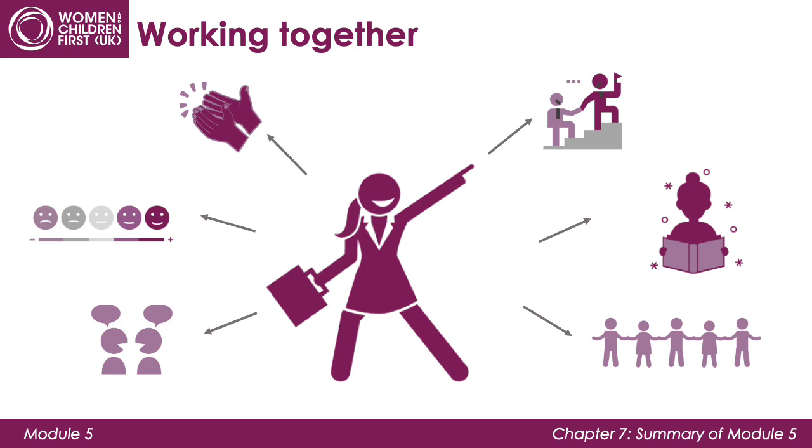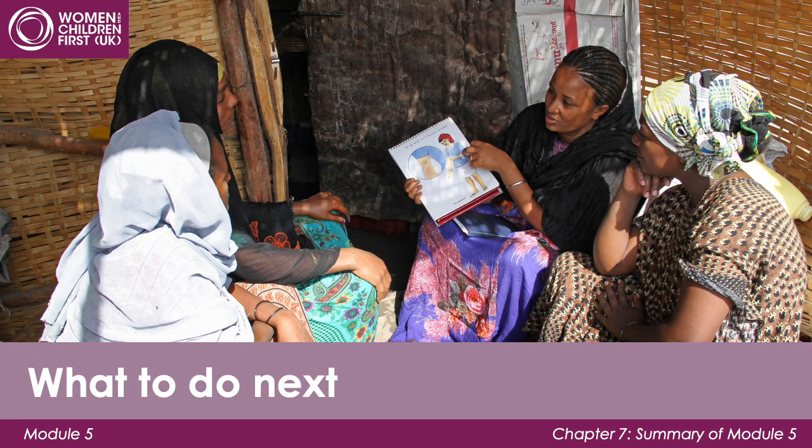To help them realise this, we looked at what principles and methods managers can employ. We listed these as getting to know their supervisors, giving honest feedback, acknowledging success, providing mentorship, sharing knowledge and experiences, and working together with the PLA-MNH group community. This brings us to the end of Module 5 and this chapter. Let's now look at what you should do next.